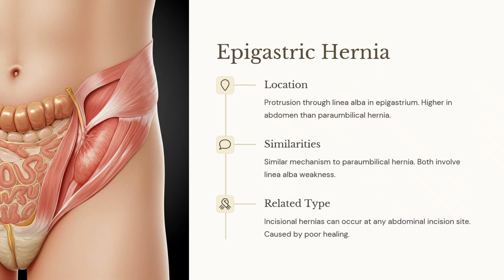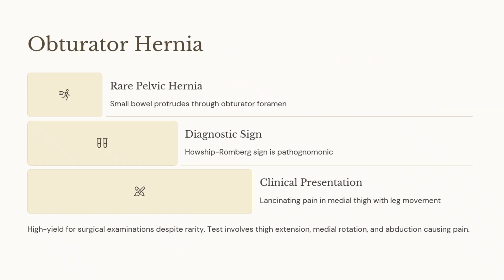What about epigastric hernia? Epigastric hernia is also a protrusion through the linea alba, but in the epigastric region, much higher than the paraumbilical hernia. It is a similar mechanism to paraumbilical hernia. Both can occur because of weakness of the linea alba. Incisional hernias are hernias which can occur at any abdominal incision site. This is caused by poor wound healing.